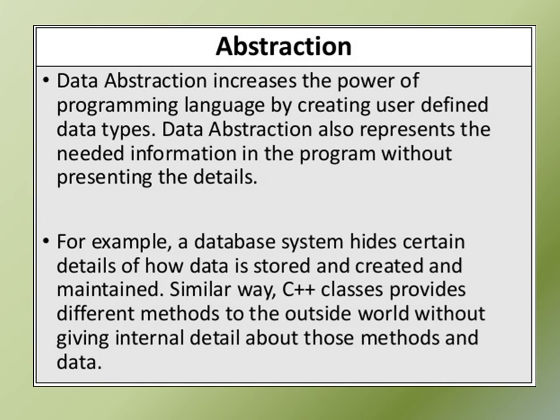See the next characteristic, that is abstraction. Data abstraction increases the power of a programming language by creating user-defined data types. Data abstraction also represents the needed information in the program without presenting the details. So we can create user-defined data types because of abstraction. For example, a database system hides certain details of how data is stored, created and maintained. Similarly, C++ classes provide different methods to the outside world without giving internal details about those methods and data.